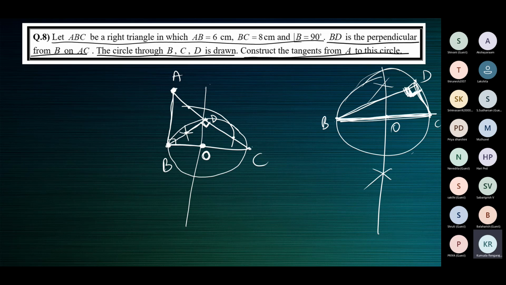From A, we know that we can draw two tangents to the circle. And we already have AB as a tangent. How do you know it's a tangent? Because OB is the radius, and OB and AB are at right angles to each other, because that corner of the triangle is a right angle. This is OB, this is AB. CB is the side of the triangle, but OB is the radius of the circle. Look at the circle passing through B, C, and D. There's only one circle here.